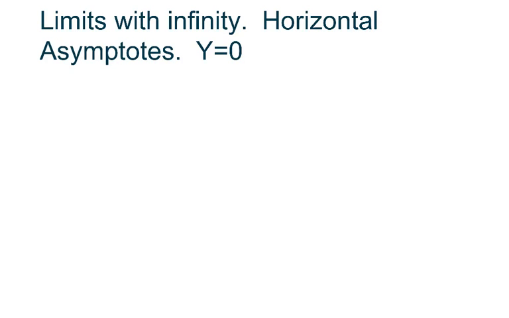Hi everyone, we're going to talk about limits with infinity in regards to horizontal asymptotes. The first one we're going to talk about is where the horizontal asymptote is going to be y equals 0. And the first one we're going to look at is the limit as x approaches, or tends to, infinity, which just means as x gets extremely large, of 1 over x. And we're going to see what that equals.